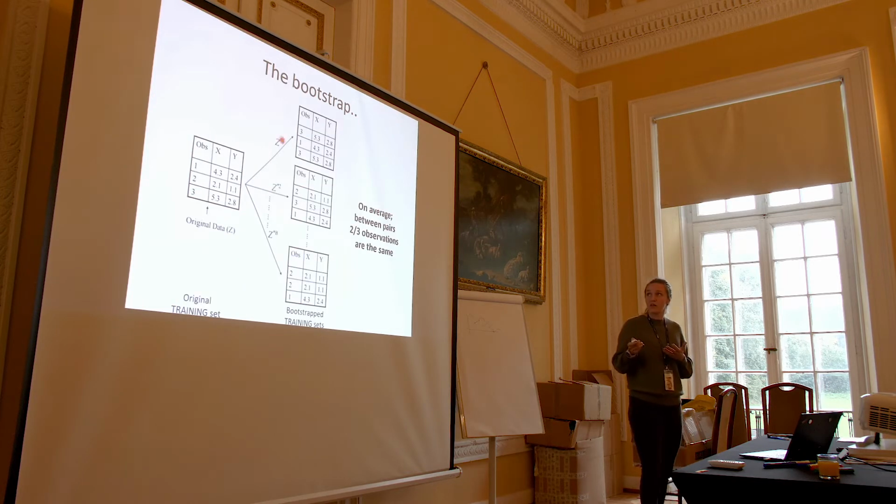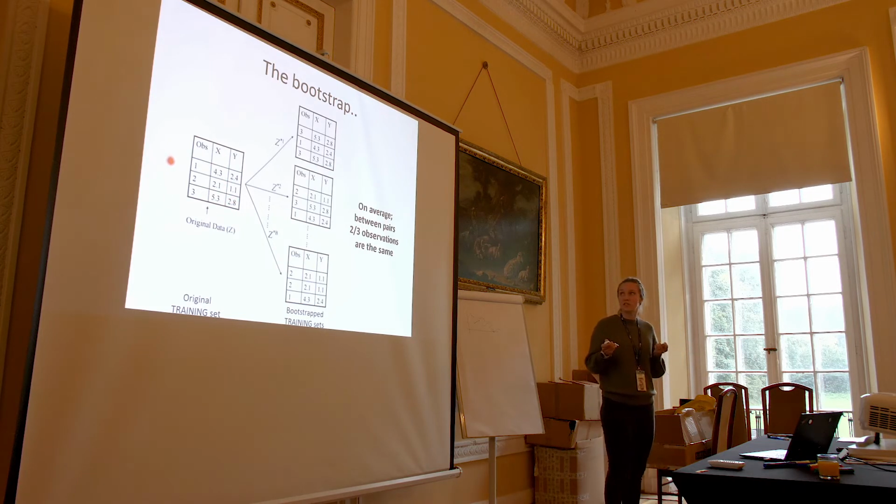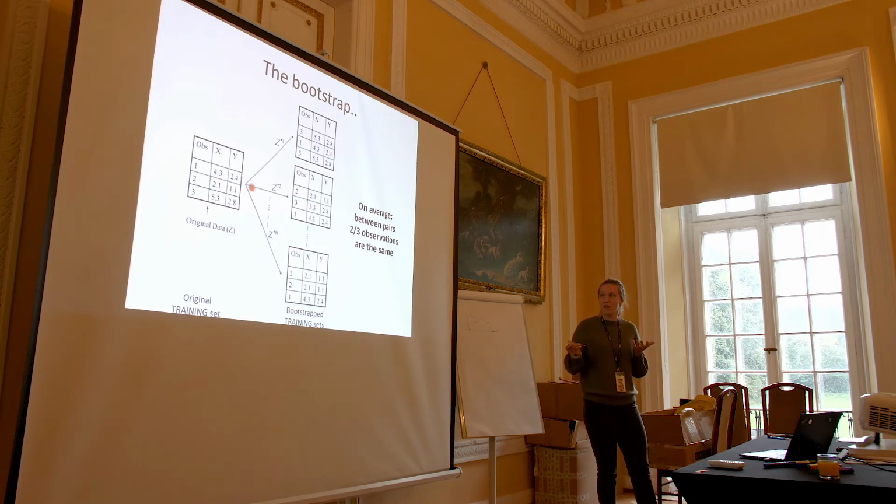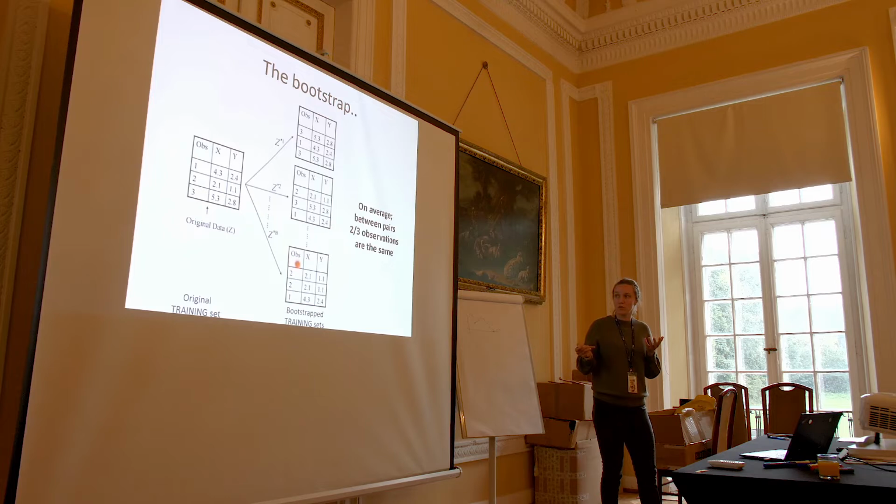For example, if you have a small data set of 3 observations of X and Y, and you try to make a bootstrap out of it, this is how you will do it. In the first bootstrapped sample, you will choose observation number 3 two times, and you will choose the first observation one time. In the second one, you choose all of them in different orders, so basically it's the same. And in the third one, you randomly chose the second one two times and the first once.